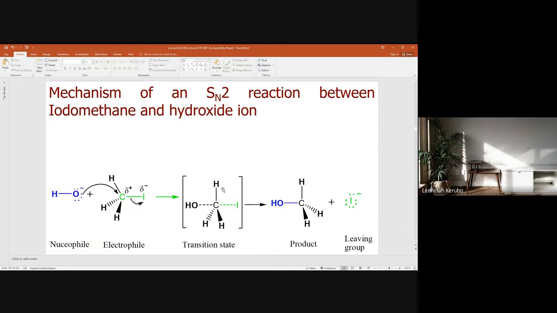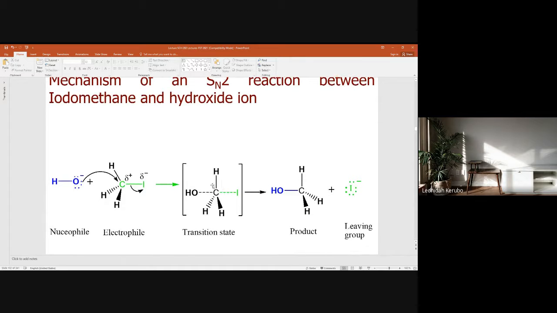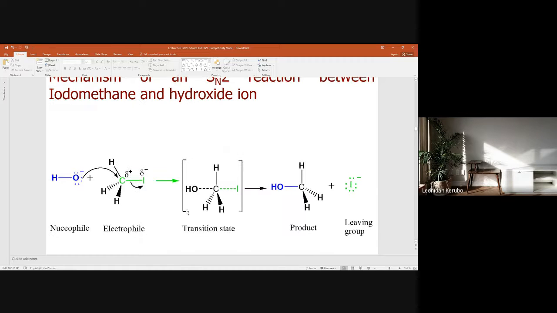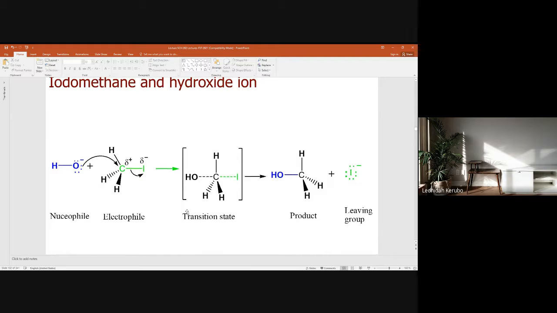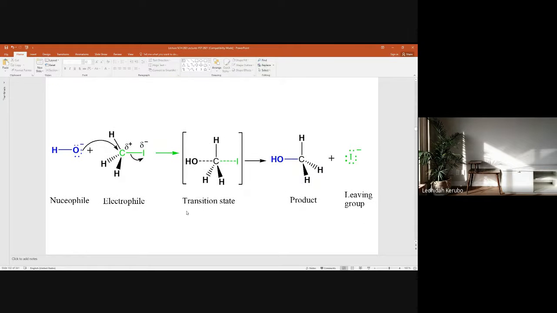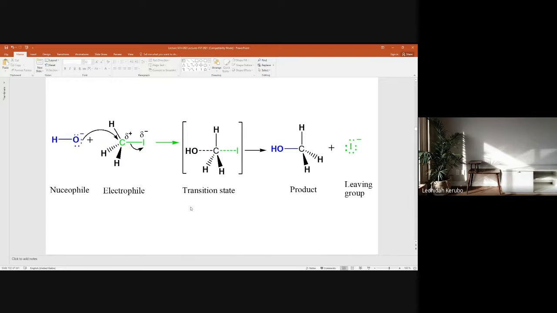So those are the things you need to know about SN2 reactions. That's the mechanism of the SN2 reaction. You need a strong nucleophile and an unhindered alkyl halide. The reaction proceeds through formation of a transition state, which is pentavalent. Then finally you get the product and also the leaving group. And we said iodine, or any alkyl halide halogens, are very good leaving groups, and they leave as halides.